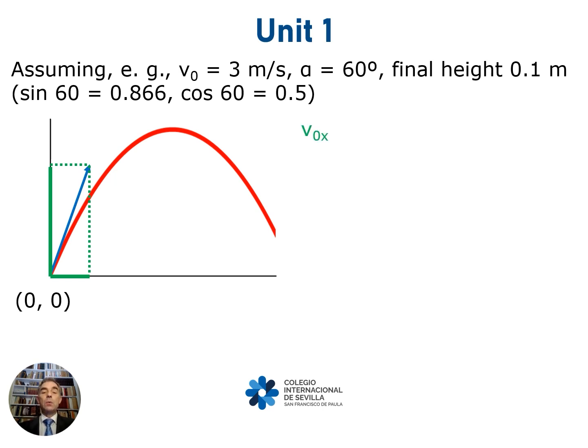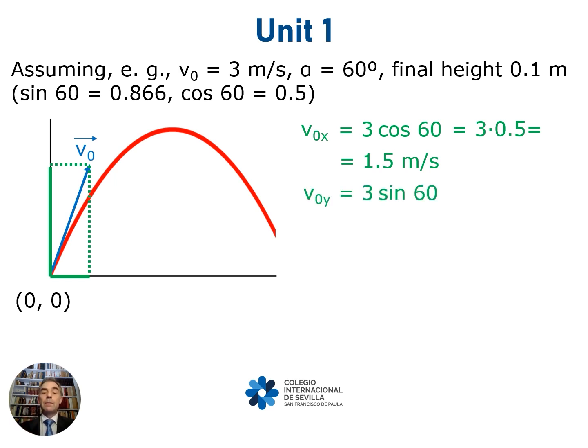V0x, as we know, will be V0, the length of the arrow, the modulus, times the cosine of the angle, because it is the contiguous side to the angle, cosine of 60. That means 3 times 0.5, which is 1.5 meters per second. V0y instead is the modulus 3 times the sine of the angle, which is 3 times 0.866, and that gives us 2.598, which we round up to 2.6 meters per second.